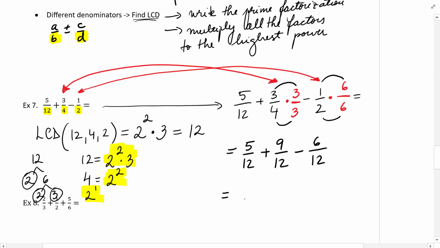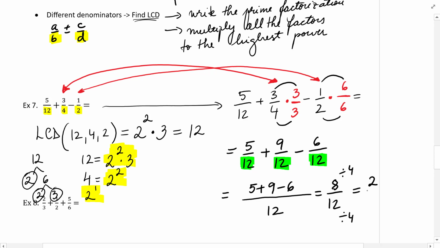So now, because we have the common denominator, 12, I'm just going to write at the numerator 5 plus 9 minus 6. And we get 5 plus 9 is 14, minus 6 is 8. So 8 over 12. If we divide both of them by 4, we get 2 over 3, final answer in the simplest form.